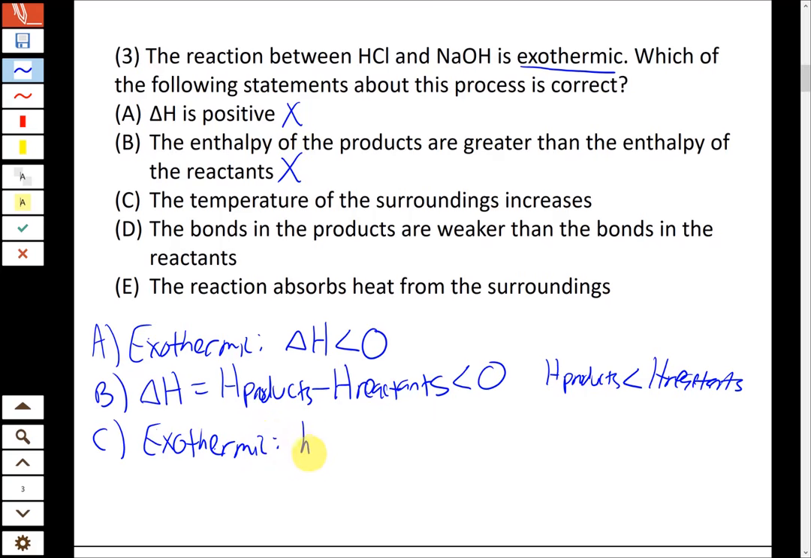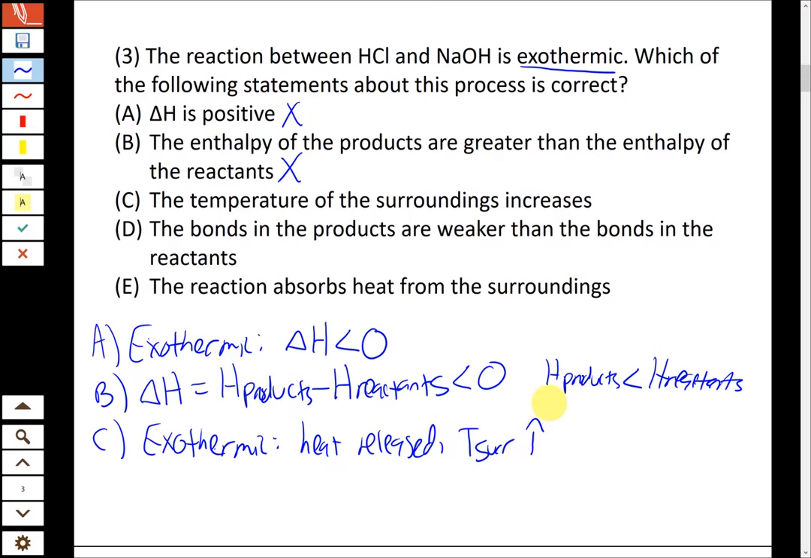Exothermic means that heat is released, because delta H is a measure of heat at constant pressure. If delta H is negative, that means heat is released, since Q is negative. So when heat is released in an exothermic reaction, that heat gets released to the surroundings, and the surroundings' temperature will increase. So whenever you have an exothermic reaction, the temperature of the surroundings increases.